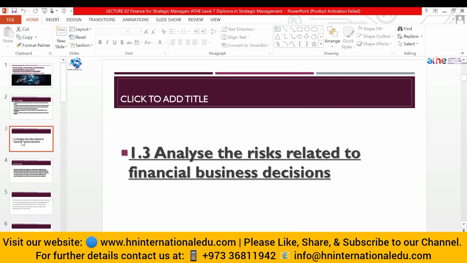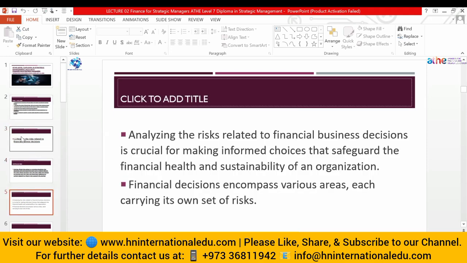Then the question is talking about risk, mitigation, problems, hurdles, which are related to the business decisions in terms of finance. All the points are from your indicative content. Analyzing the risk related to financial business decision is crucial for making informed choices that safeguard the financial health and sustainability of an organization. Now, what it means, it is such a necessity in a business, whether it's a small, medium, or even a multinational, large corporation.